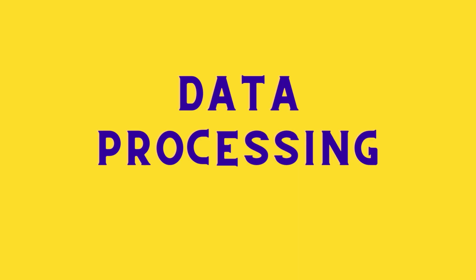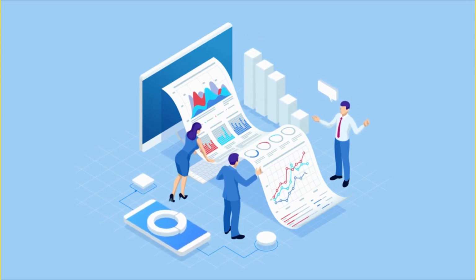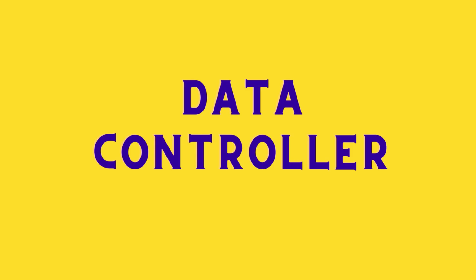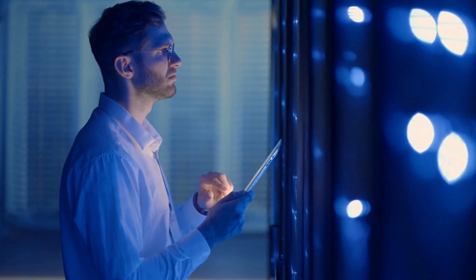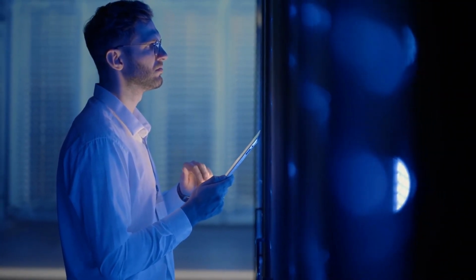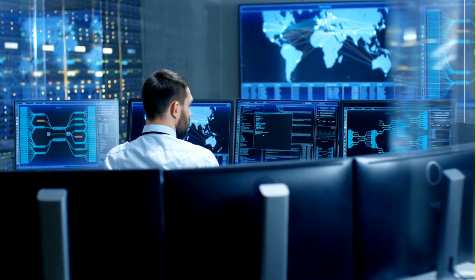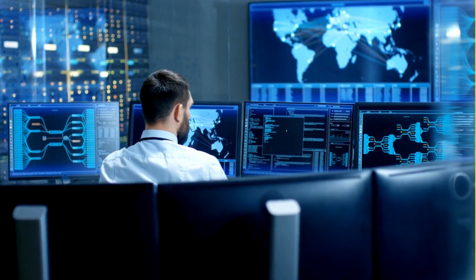The third term, data processing. Any action that is performed on data is known as data processing. For example, collecting data, recording, organizing, storing, erasing data, etc. Number 4, data controller. The person who decides how and why the data will be processed is known as a data controller. Normally, this person is an employee of the organization who is responsible for overall handling of the data.